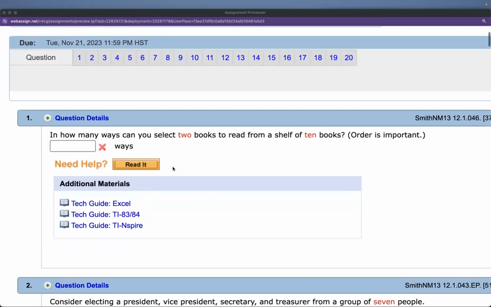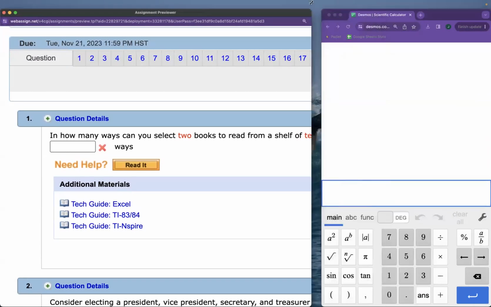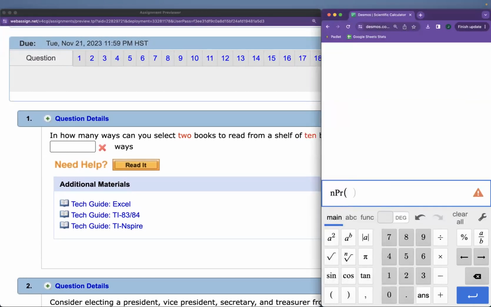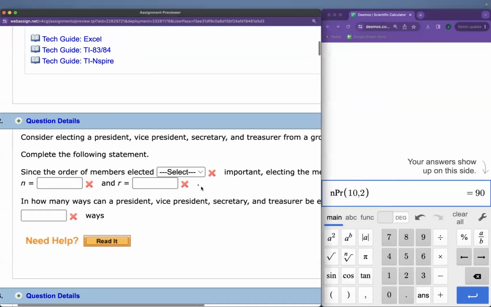Okay, this is question number one. How many ways can you select two books from a shelf of 10 books where order is important? It's a permutation question, a pretty standard one. nPr, you have 10 and you're permuting two. So the answer is 90.